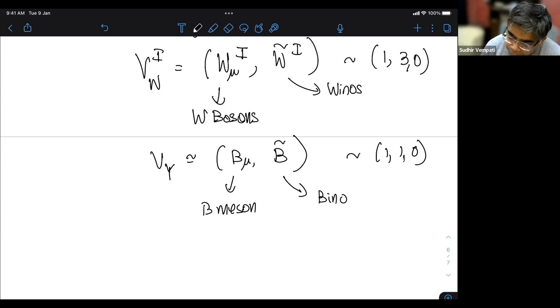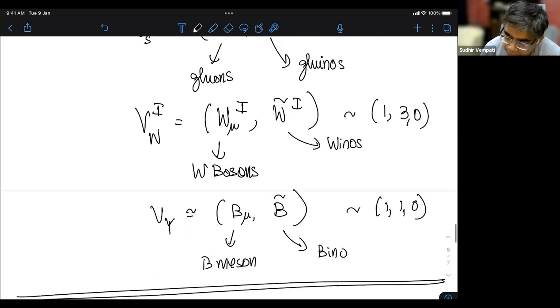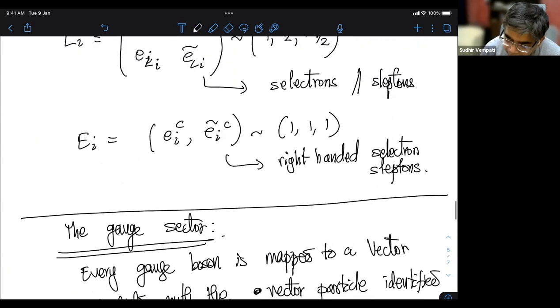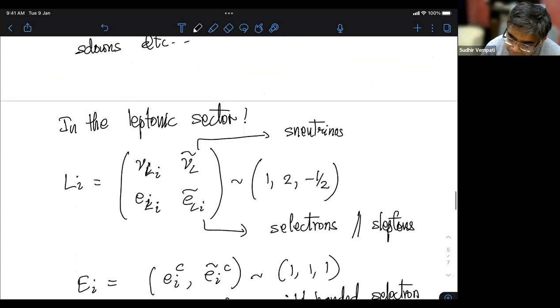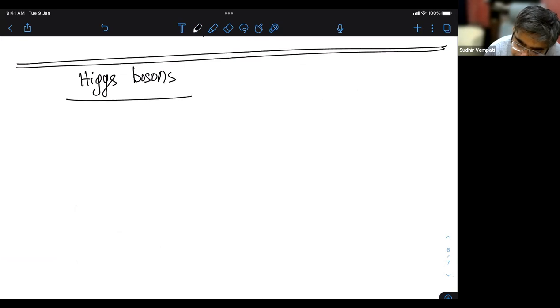Now this gives you the particle spectrum of matter and of the gauge sector, but we also need the particle spectrum of the Higgs. We need 2 Higgs bosons. The minimal case corresponds to 2 Higgs doublets in the MSSM. We need at least 2 Higgs bosons for 2 reasons.